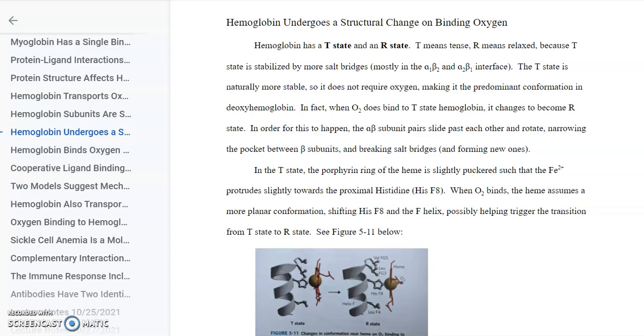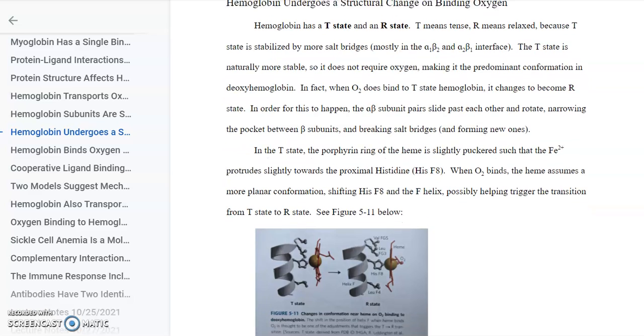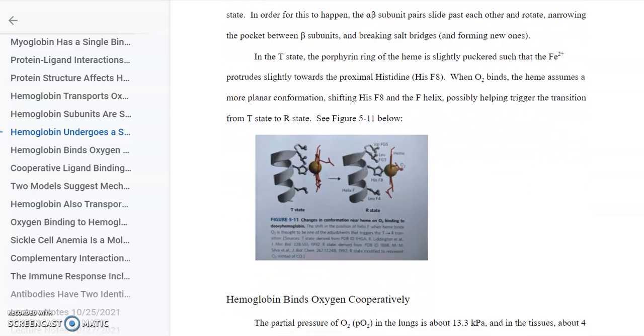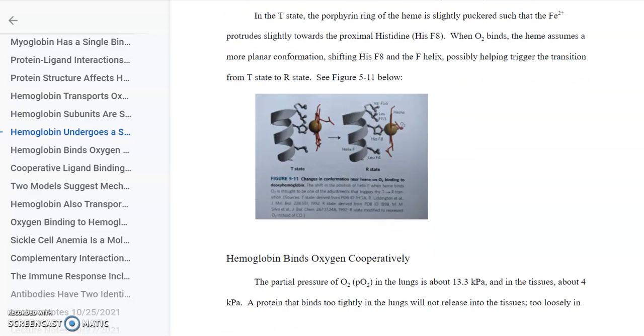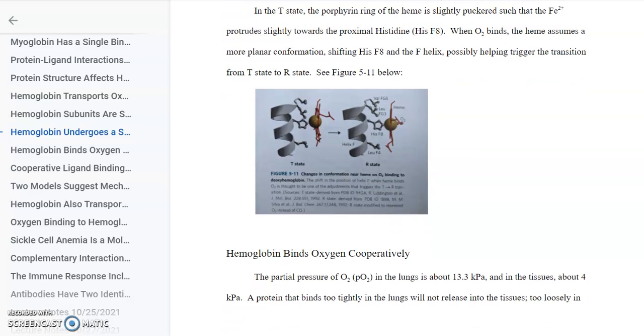In order for this to happen, the alpha-beta subunit pairs slide past each other and rotate, narrowing the pocket between beta subunits and breaking salt bridges, and forming new ones. In the T state, the porphyrin ring of the heme is slightly puckered, such that the Fe2+ protrudes slightly towards the proximal histidine, histidine F8. When O2 binds, the heme assumes a more planar conformation, shifting histidine F8 and the F helix, possibly helping trigger the transition from T state to R state. See figure 5.11 below.